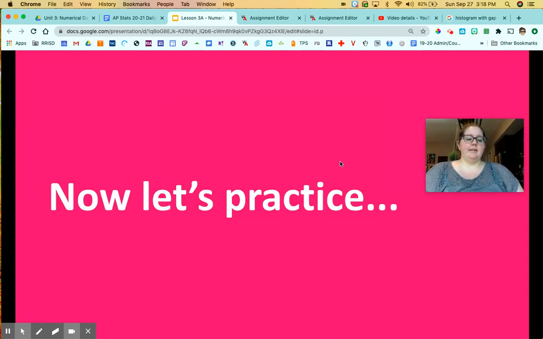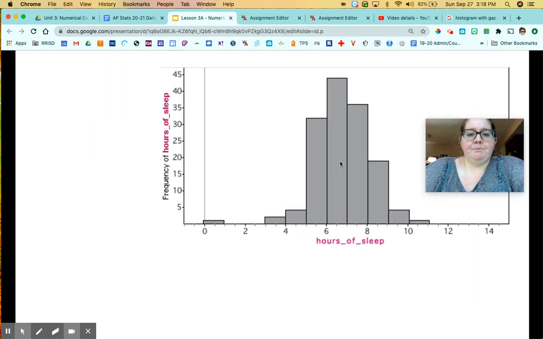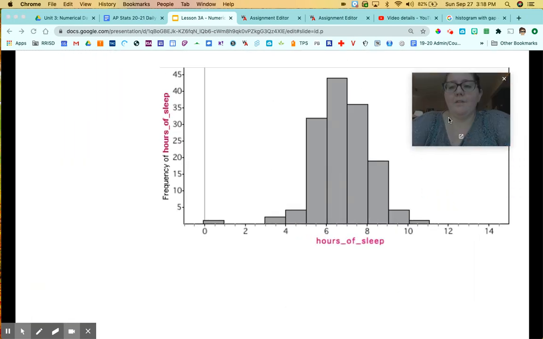So let's practice, and we're going to go through these fairly quickly just to give you an idea of what this looks like. So in this histogram, you can pause it right now if you want to practice and think about center, shape, spread, unusual features, and being specific. Try to be in as complete sentences as you can.